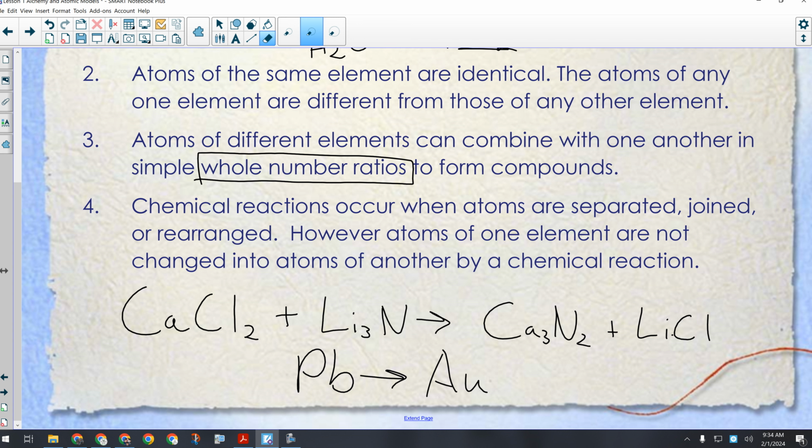A chemical reaction does not change the atoms or the elements themselves. They can be separated from each other, they can be joined to each other, they can be rearranged like this reaction, but I can't change what's in the reaction. I can't suddenly say, oh, I started with calcium, chlorine, lithium, and nitrogen, but I finished off with sodium instead. It just doesn't happen. I can't change one of these elements into something else in a reaction. Everybody all right with that? All right, so those are the 4 points of the atomic theory. Important things to know, and what they mean.